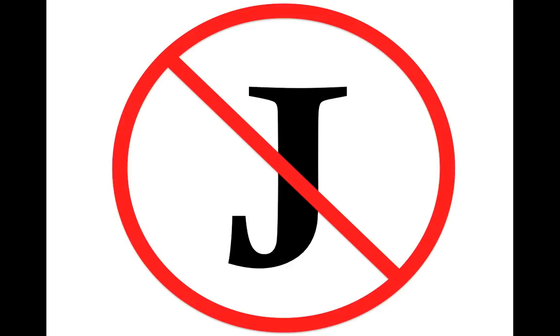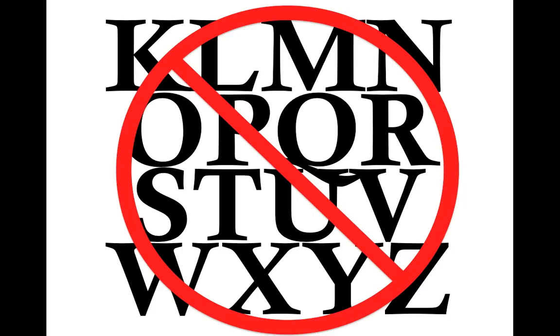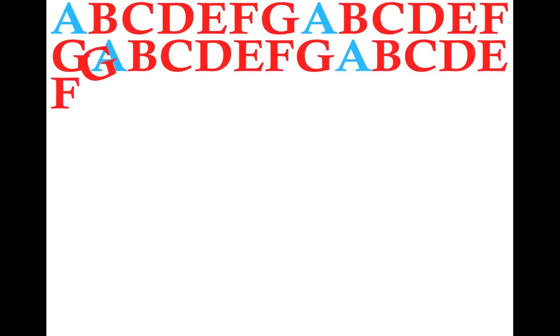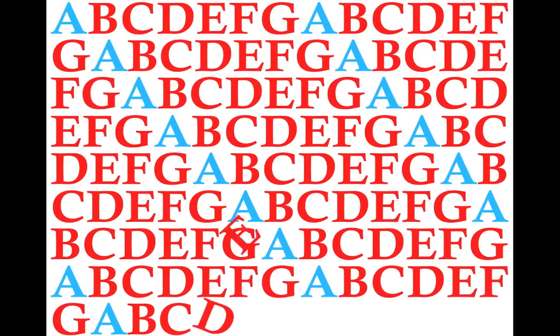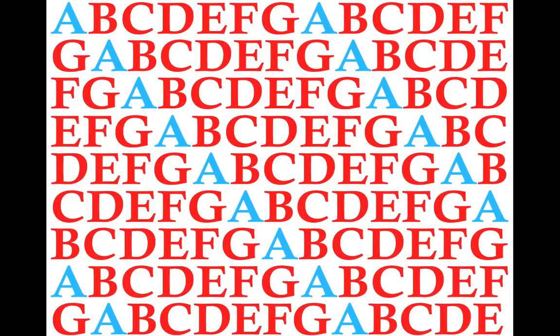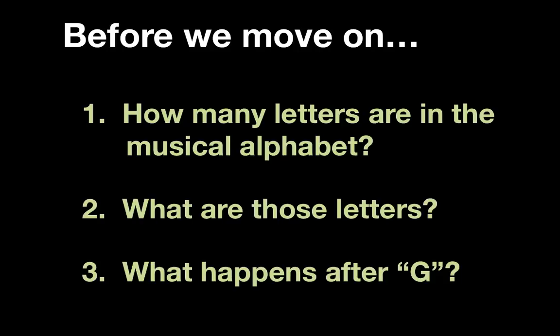Please notice there is no H or I or J or K, L, M, N, O, P, Q, R, S, T, U, V, W, X, Y, Z, none of them. Just those 7 letters, A through G, over and over again in a repeating pattern. Believe it or not, that's all there is to know about the musical alphabet. But before we move on, let's make sure we understand the key points.